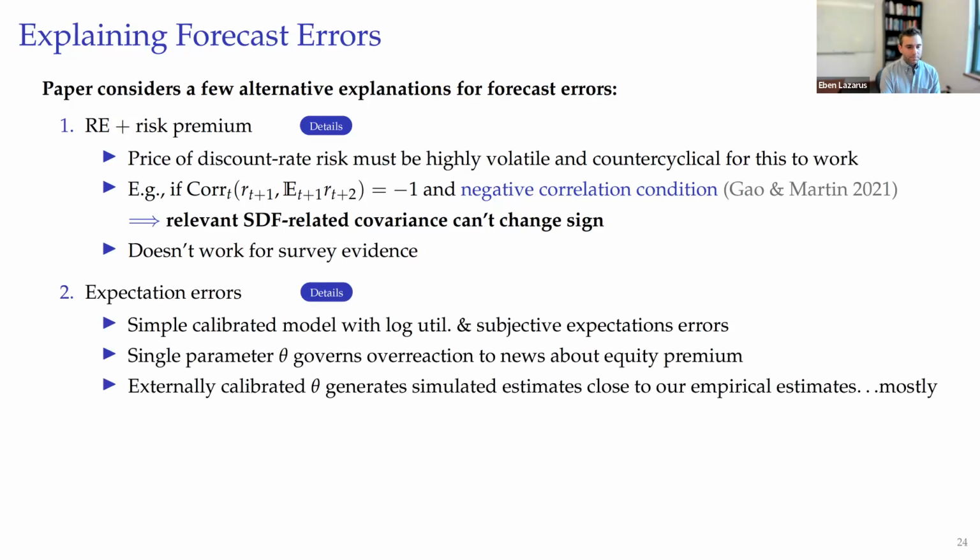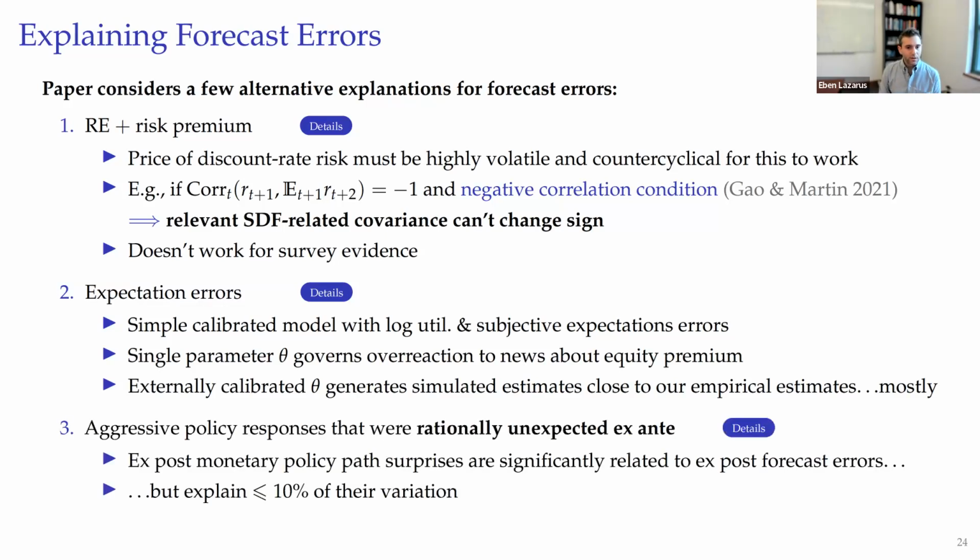We also ask, does a simple, externally calibrated model of expectation errors, where there's overreaction to objective news about future discount rates, work quantitatively to make sense of our results? And we find some consistent evidence. It seems to work pretty well to pick up the slope coefficients. R squared values are not identical to what we find in the data. So there is some rational variation in future discount rates that this model ends up missing. Again, details are in the paper.